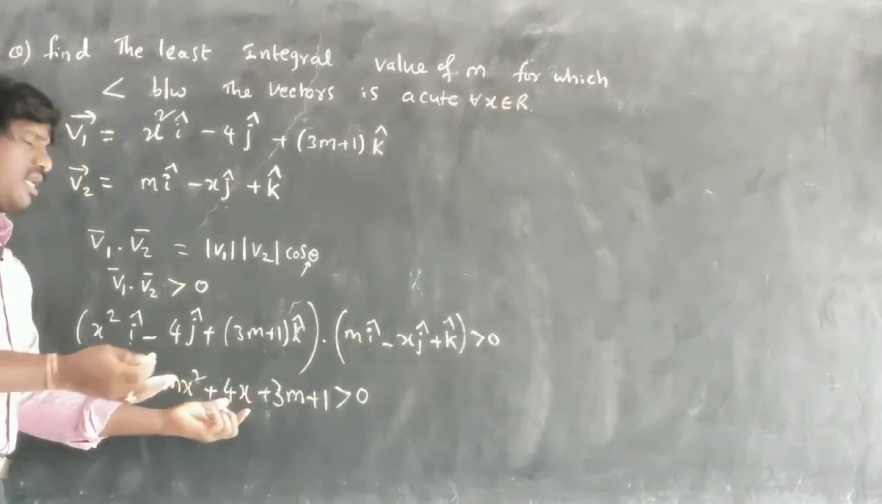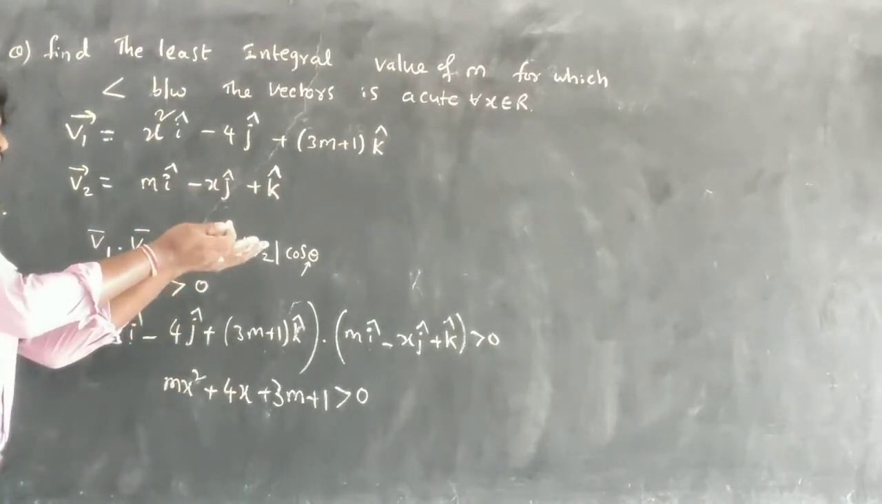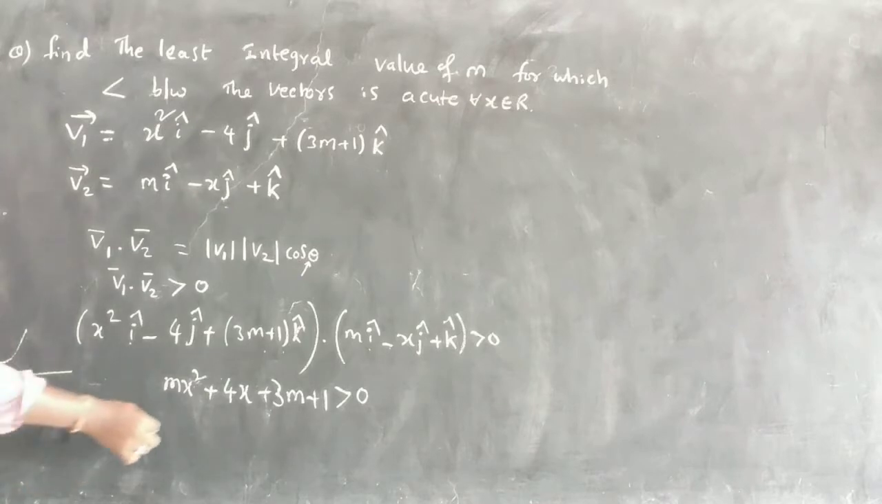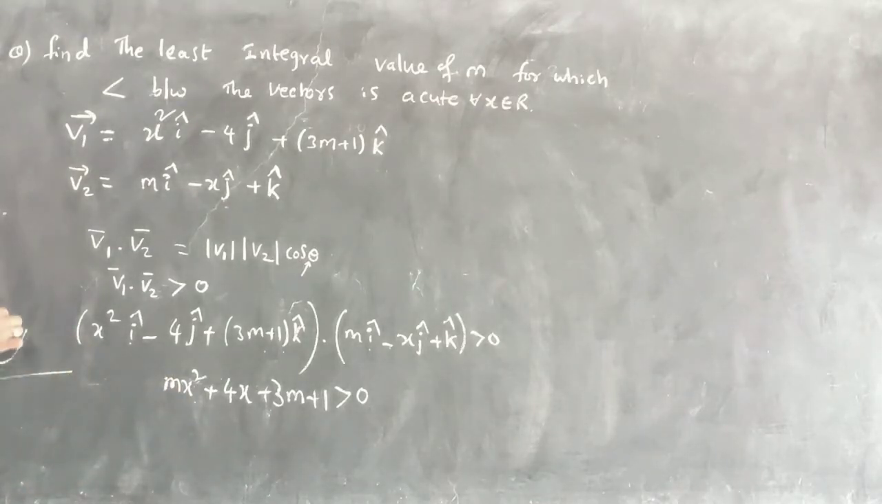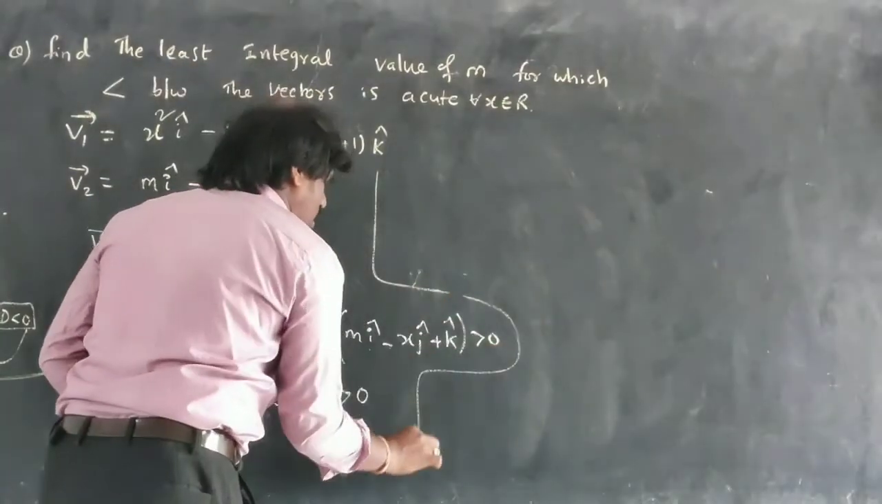Whenever a parabola is greater than 0, the rule is that a must be greater than 0, meaning the leading coefficient, the coefficient of x square, must be greater than 0 and the discriminant is less than 0. Then only the graph will not touch the x-axis. It will be above the x-axis when D is less than 0. We apply that property here to solve this question.